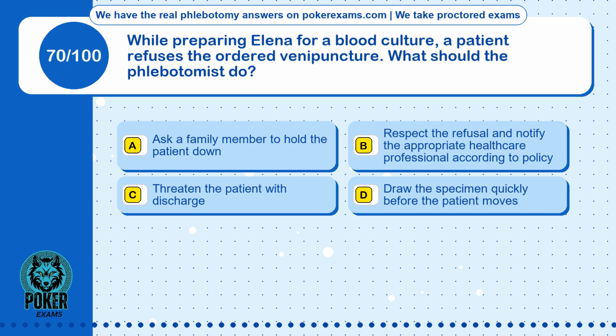Question 70. While preparing Elena for a blood culture, a patient refuses the ordered venipuncture. What should the phlebotomist do? Option A. Ask a family member to hold the patient down. Option B. Respect the refusal and notify the appropriate healthcare professional according to policy. Option C. Threaten the patient with discharge. Option D. Draw the specimen quickly before the patient moves.